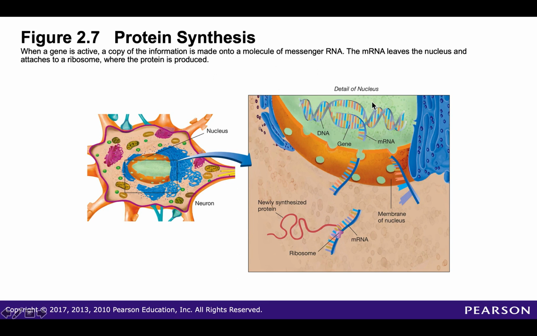Protein synthesis begins with DNA in the nucleus. This DNA has to be read and converted into RNA. That process is called transcription. The RNA can then be translated into protein.